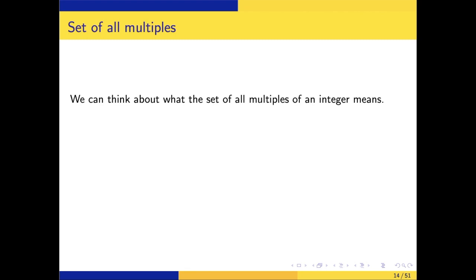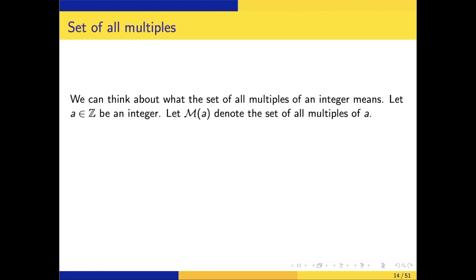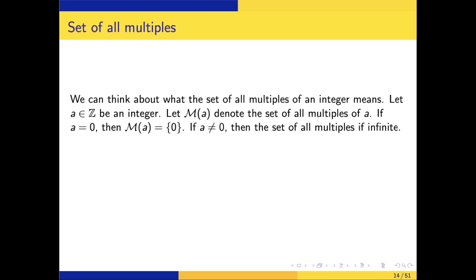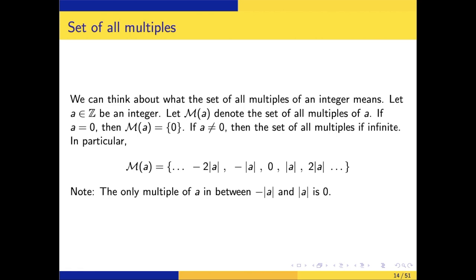We can start to look at what the set of all multiples of an integer means. Let a in Z be an integer. Then M(a) denotes the set of all multiples of a. If a is equal to 0, then M(a) is the singleton {0}. If a is not equal to 0, then the set of all multiples is infinite. In particular, it contains the elements negative 2|a|, negative |a|, 0, |a|, 2|a|, and so on. And note that the only multiple of a in between negative |a| and |a| is 0.